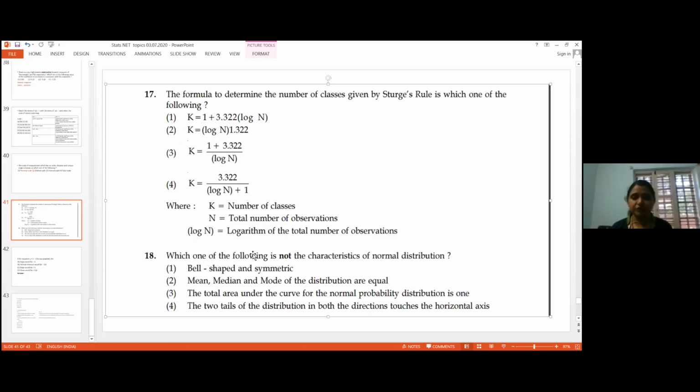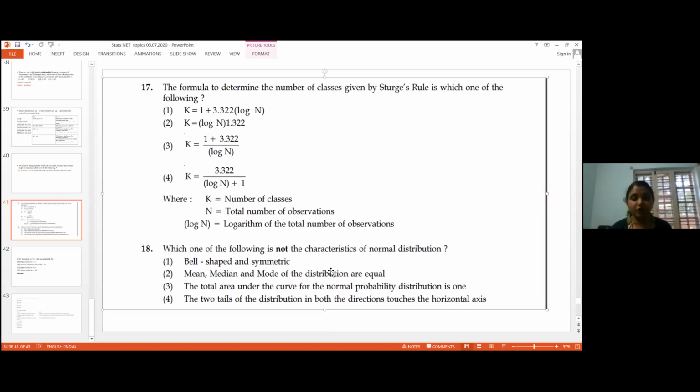Then, which of the following is not a characteristic of normal distribution? Good question, so that you will learn all the characteristics of a normal distribution. Bell-shaped and symmetric, yes, a normal distribution is always known for its bell shape and its symmetry. Whenever there is symmetry, mean will be equal to median equal to mode. So 1 and 2 are properties. Mean, median, mode are equal. Take 1 and 2 together: whenever there is symmetry in a distribution, mean will be equal to median will be equal to mode.